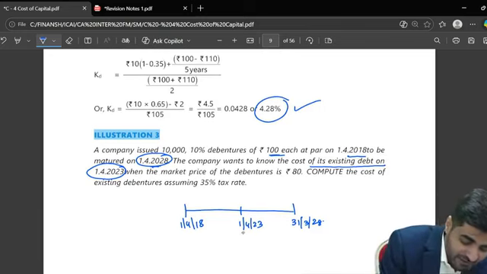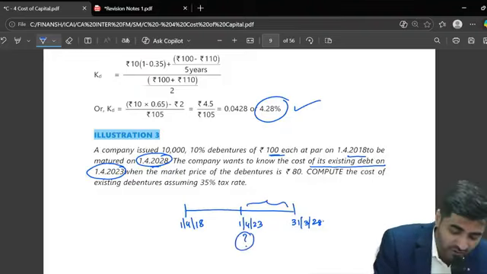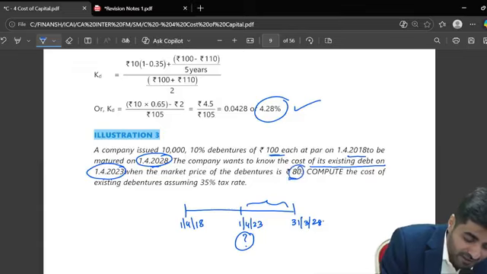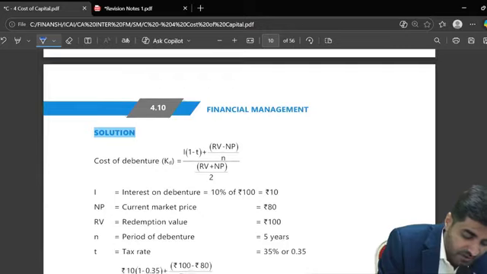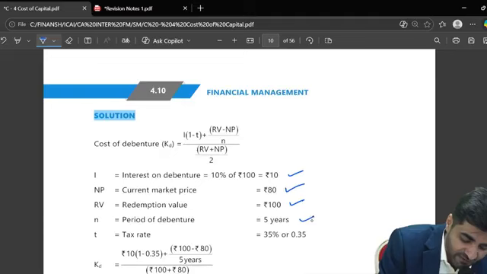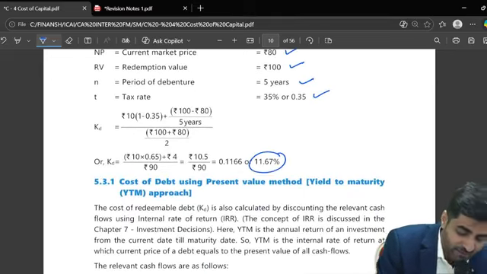So in this particular case, we are standing here. So should we consider this as the remaining life? Come on, yes or no? Yes, sir. What's the market price of the debenture? 80. We are required to calculate the company's cost of debentures. Okay. So we have current market price as 80. We have interest on the face value. Redemption is 100. Life is 5 years. Tax rate is 35%. We can calculate that and we can get the KD, which is nothing but 11.67%.